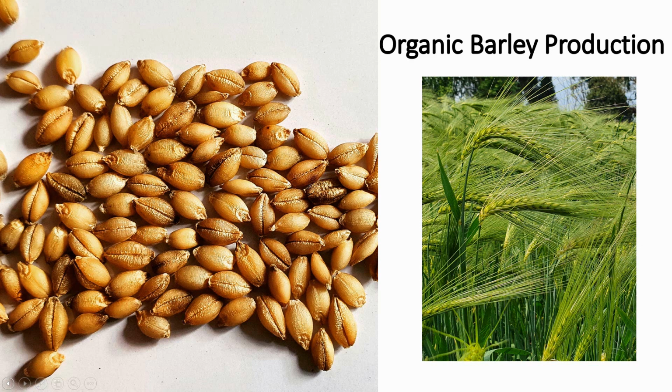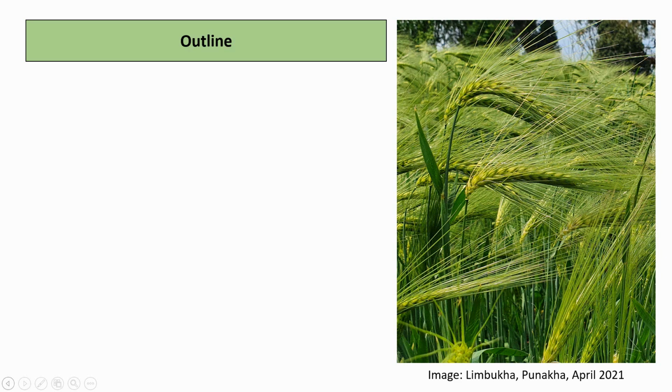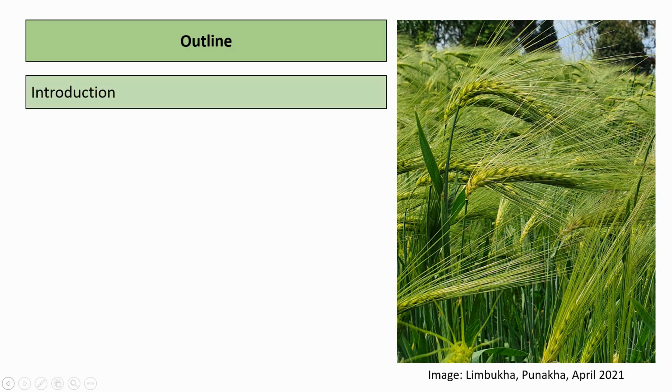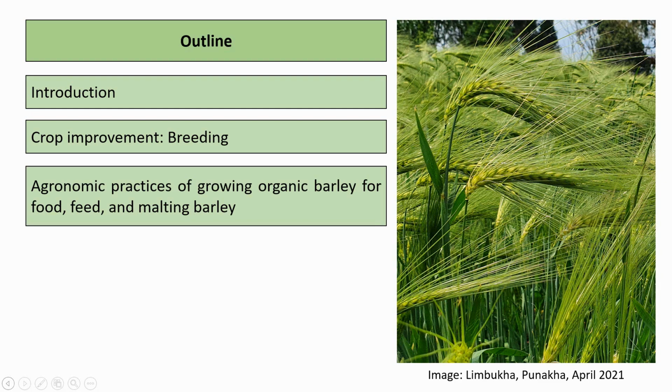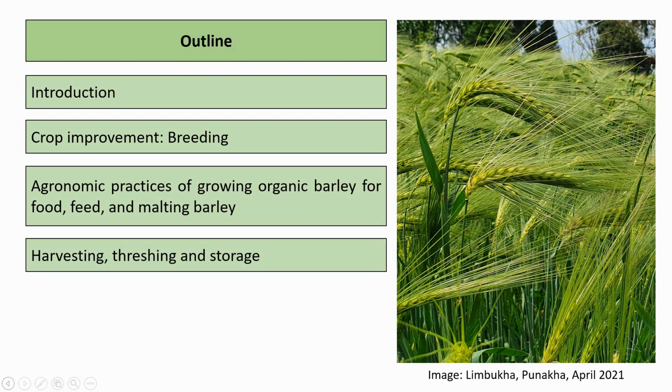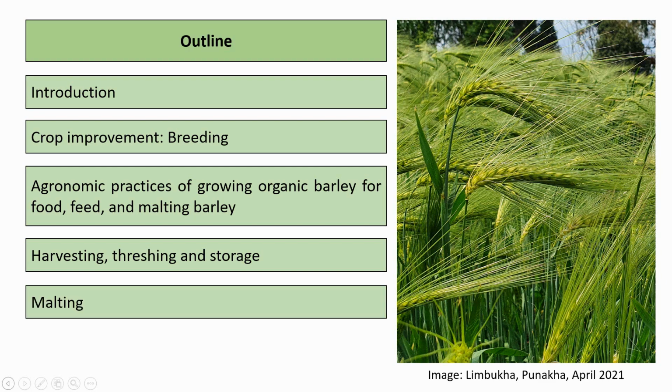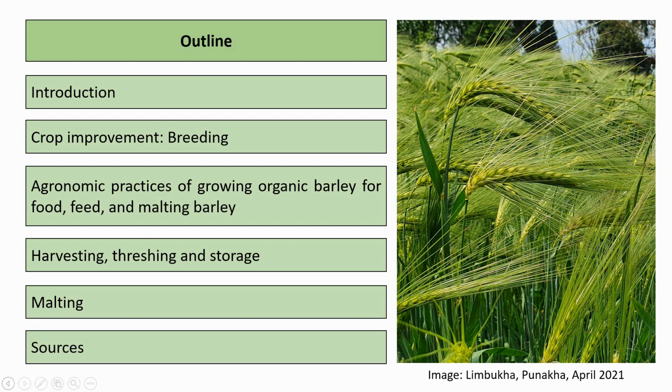Hello everyone, in this presentation we will be talking about organic barley production. Under this topic we will be looking at the introduction, crop improvement through breeding, agronomic practices of growing organic barley for food, feed and malt, harvesting, threshing and storage, malting. You will also find some of the sources or reading list for this presentation.